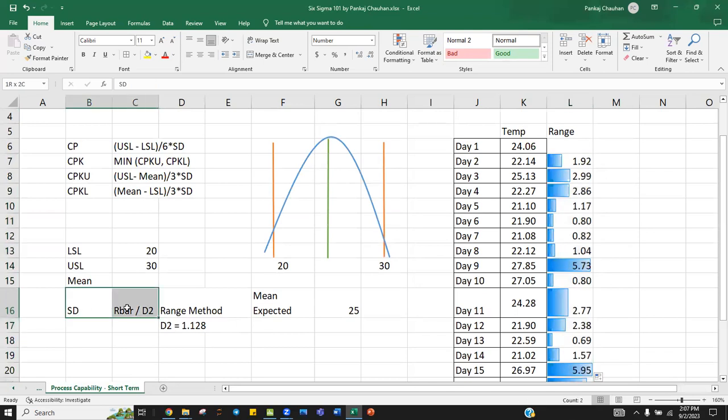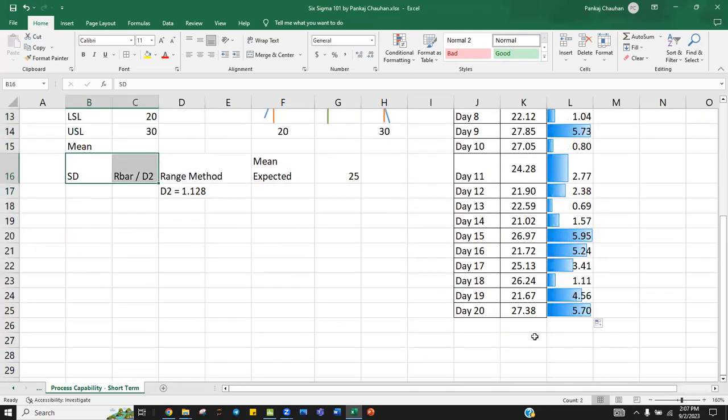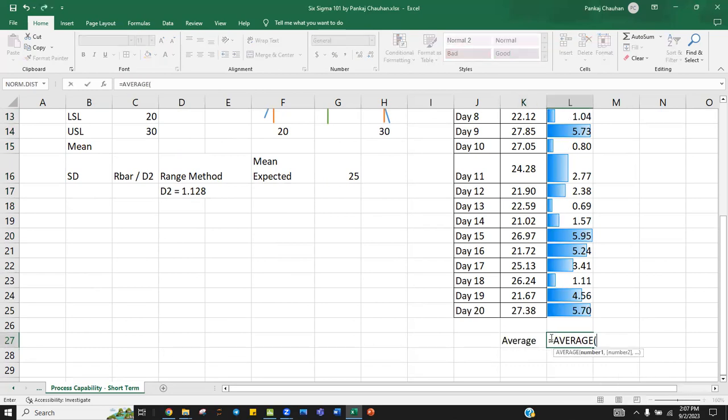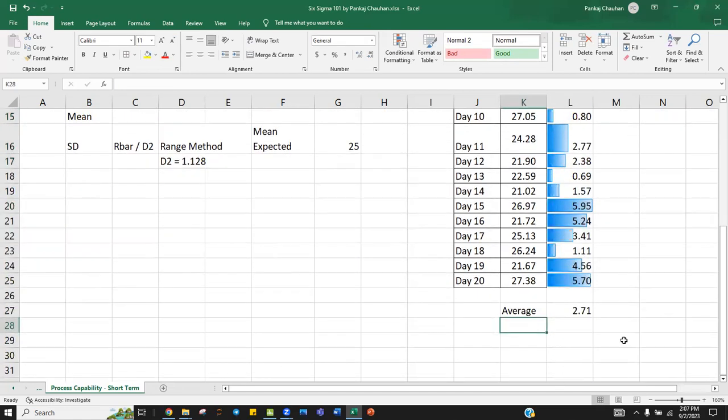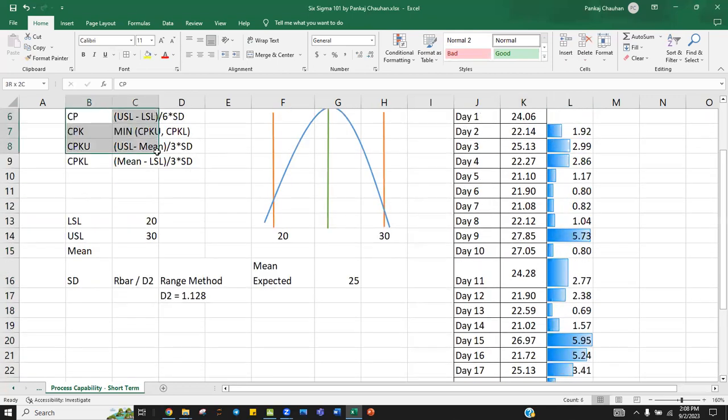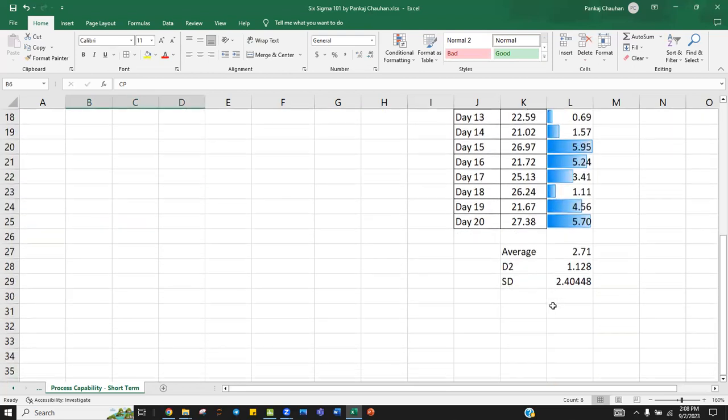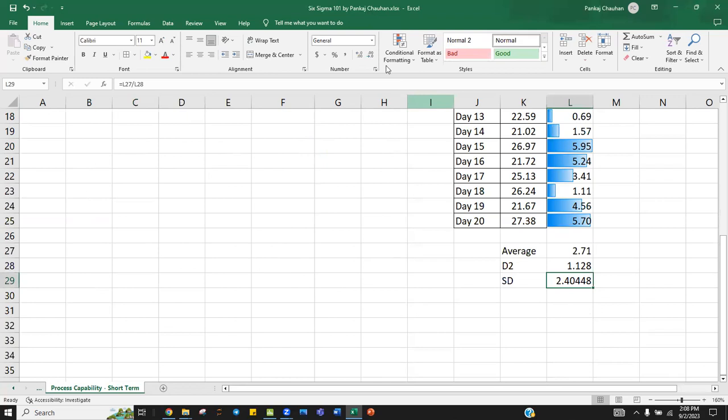The formula for the standard deviation is range bar divided by D2. So if I take the average of this range, here, if I put the average value, the average range is 2.71. We already know the D2 constant value for subgroup size 2 is 1.128. And the standard deviation for my data will be range bar divided by D2, which is 2.40. This standard deviation we are going to use in all of these formulas. Let's see how. And then later I will confirm the same thing in Minitab as well.